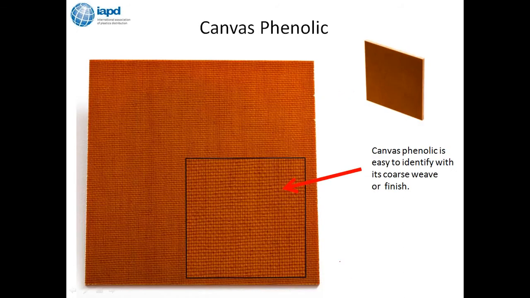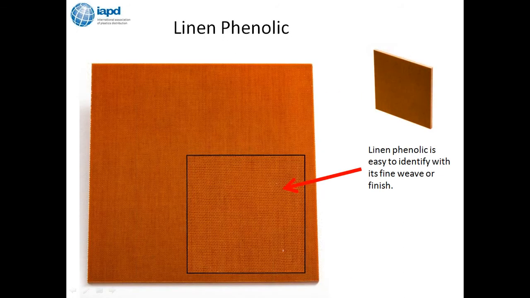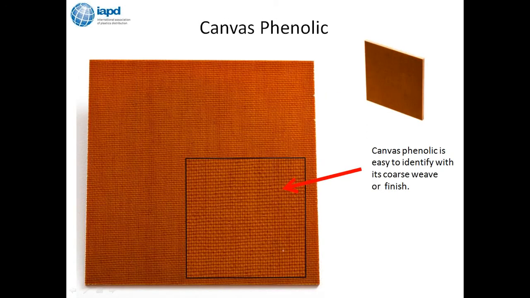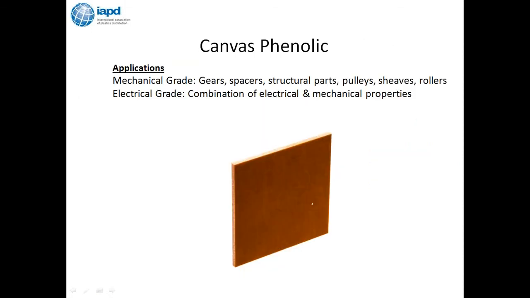And then finally, canvas phenolic. If you notice the difference, going back here, the linen phenolic's got that very fine weave to it. Canvas grade, when you see this in the field or at a customer's location, has that very coarse weave to it. So if you see that, that's obviously a canvas material. Once again, there are mechanical and electrical options for canvas phenolic: gears, spacers, structural parts, pulleys on the mechanical side. And for the electrical, there are many applications where the electrical and mechanical properties are needed. Yep, insulation is a very good one.